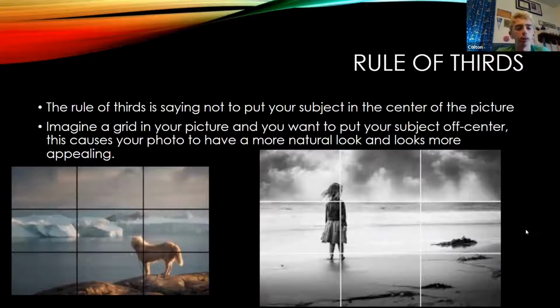So what you want to do is imagine a grid on your picture, or sometimes some cameras come with the grid setting that if you know where to look for it, you can turn it on. Or sometimes I think even the camera on your phone might be able to do it. But you want to put your subject off center. So like the wolf, around the corner of the middle grid square, in that area is where you want to put it. That's supposedly going to make it look more natural and more appealing to us.